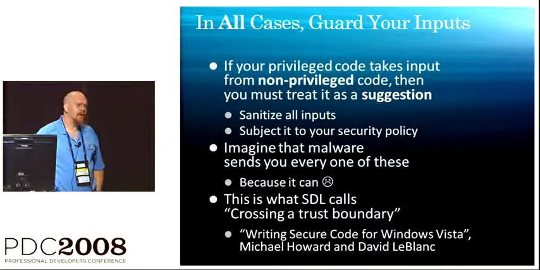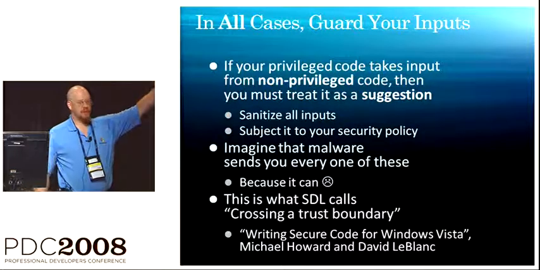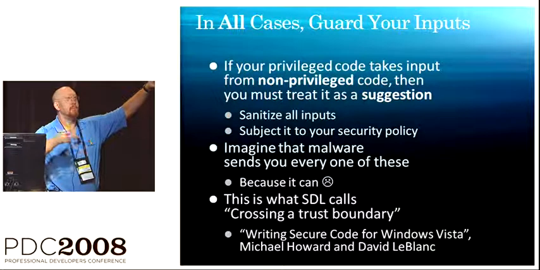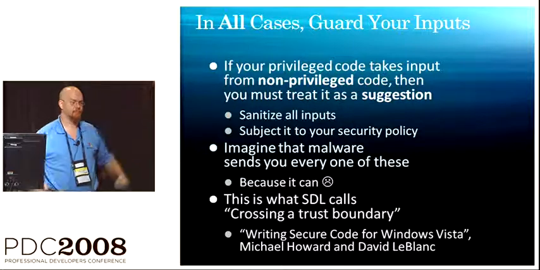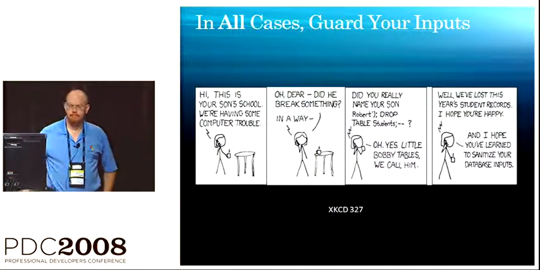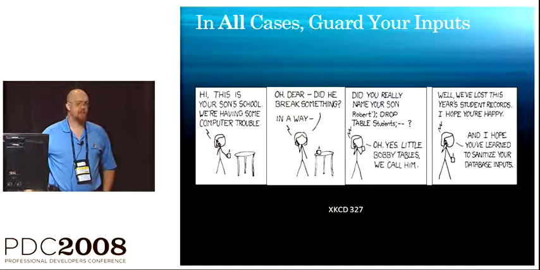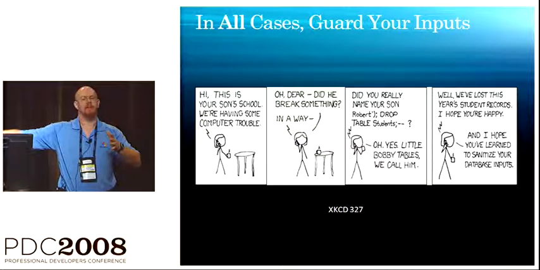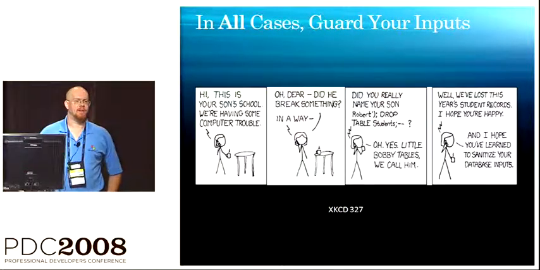This is what Howard and LeBlanc's book calls crossing a trust boundary. The privileged bit has goodies that the non-privileged attacker wants. And he'll try and get them from you by trickery, sending creative inputs that look legitimate but aren't. This is another trust boundary. In this case, it's the trust boundary between the World Wide Web out there, the web server, and the back-end database. This is an amusing rendition of what's going on in an SQL injection.